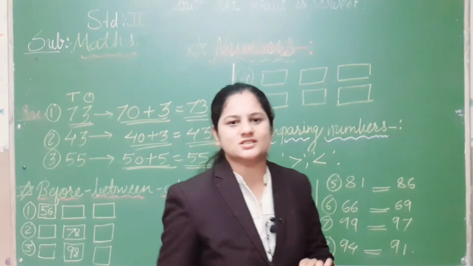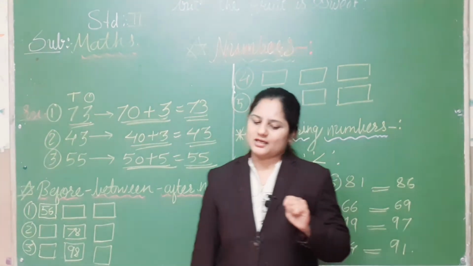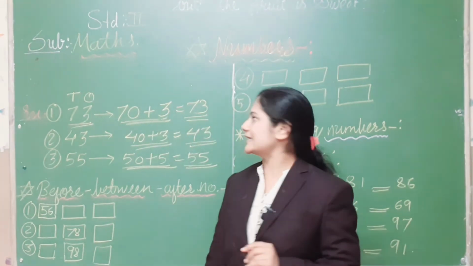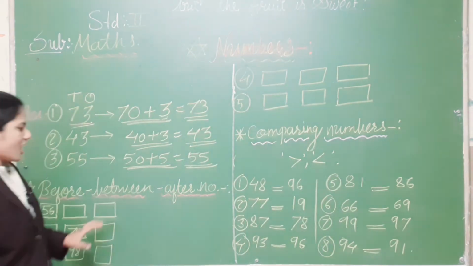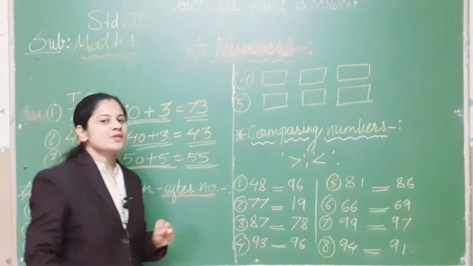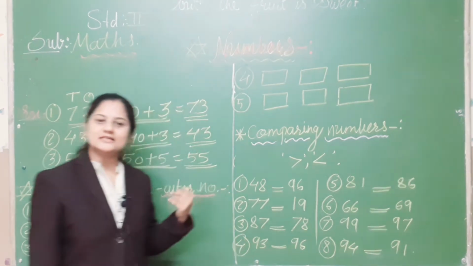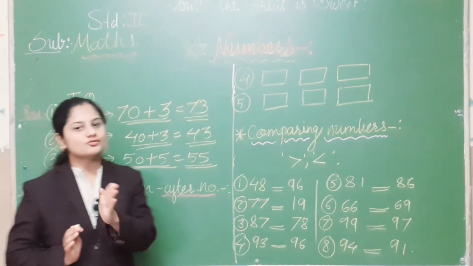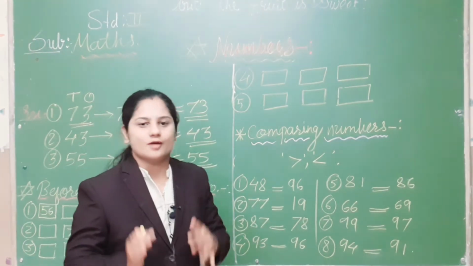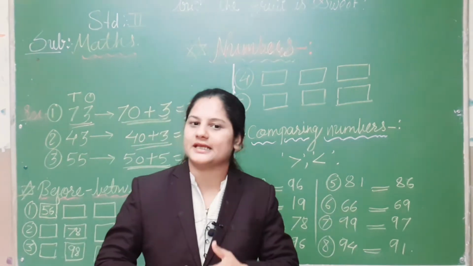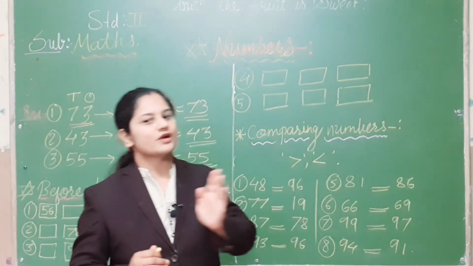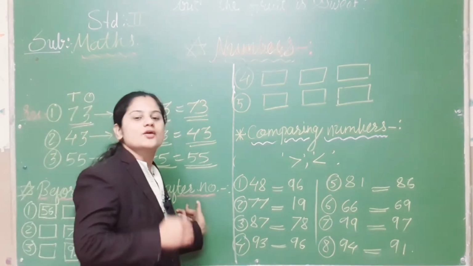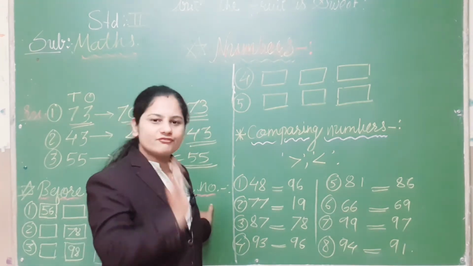Up to this point students we had completed, and today we will continue with the same chapter, but the topic is before, between and after number. Now you will tell me that ma'am, we had already completed this, but students, we learned only the numbers from 1 to 50, that is numbers after, before and between. And today we will learn before, between and after numbers for the numbers above 50.